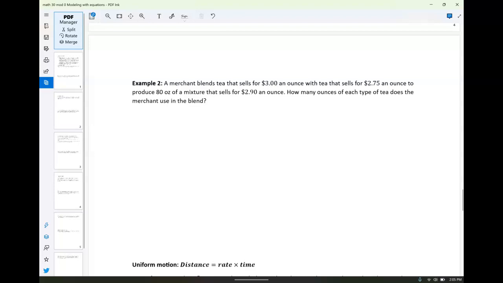Okay, so let's start with: let X be the amount of tea that costs $3 per ounce. Note that when you add two teas and it creates 80 ounces in total, this means if the first one is X, then 80 minus X will be the amount of tea that costs $2.75 per ounce.